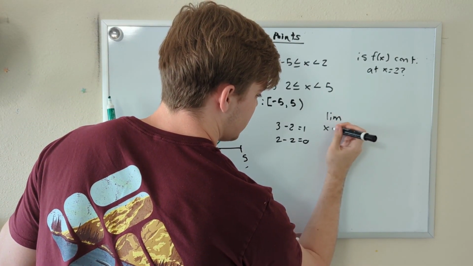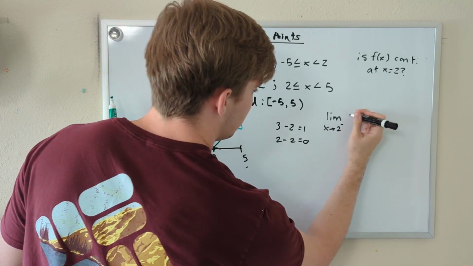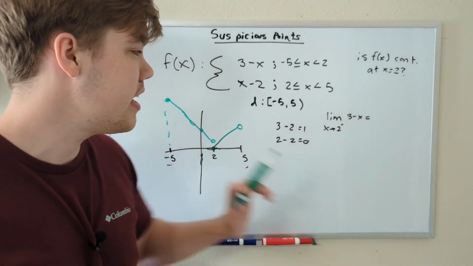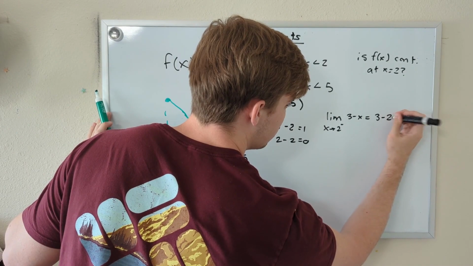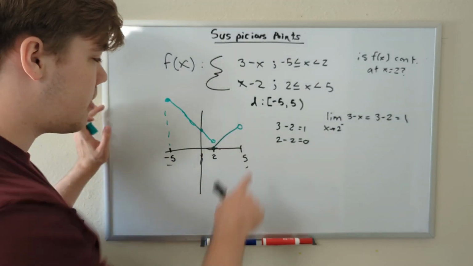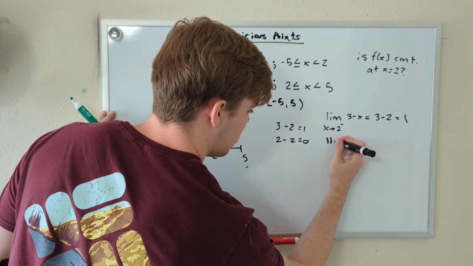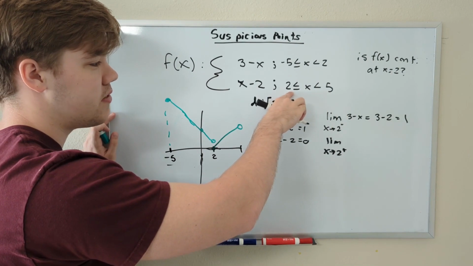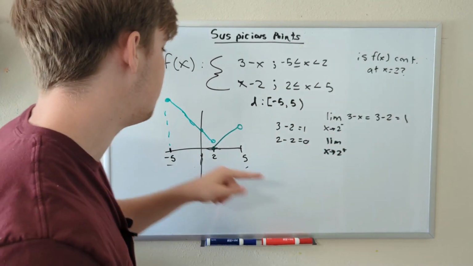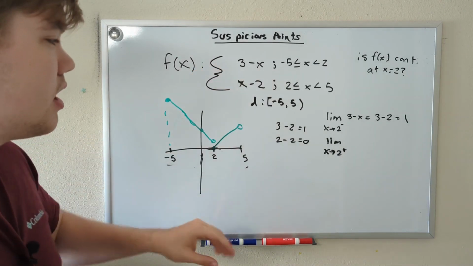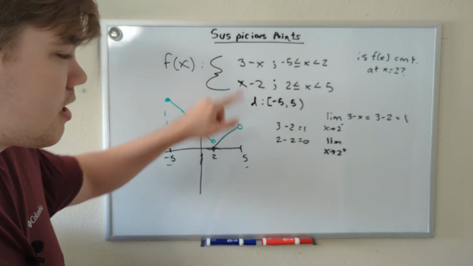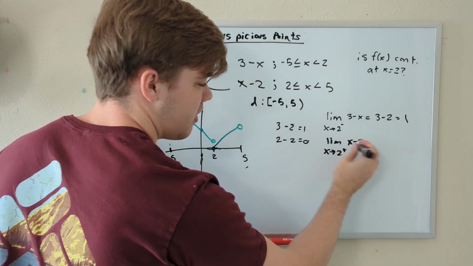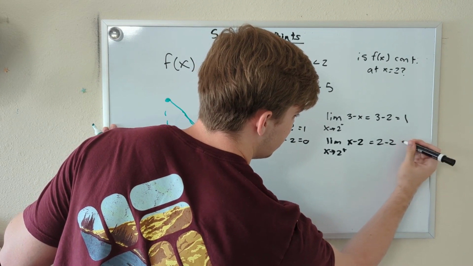Limit as x approaches 2 from the negative side of 3 minus x is equal to what? Well, all we have to do is plug in 2 for our x value, which gives us 3 minus 2, which is equal to 1. Doing the same thing but coming from the positive side, we want to find the limit as x approaches 2 from the positive side, and from the positive side we need to use this function. By the way, the reason I use 3 minus x is because we're coming from the left side, which is this function. But when we're coming from the right, we have to use this function, which is the bottom one. So here we'll write x minus 2. Once again, we just have to plug in 2 for x, so this turns into 2 minus 2, which is equal to 0.